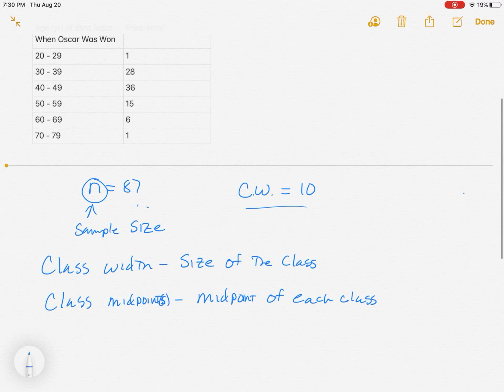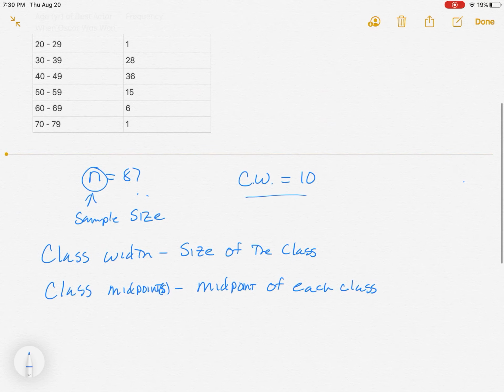So how do we get that? I need to know what's right in between that first class. So how do we get that? Well, you can either see it or you can average the two values. We want to go right in the middle. Between 20 and 29, that's 49 divided by 2. That's 24.5, right? Using our calculator. 24.5 is right in the middle between 20 and 29.